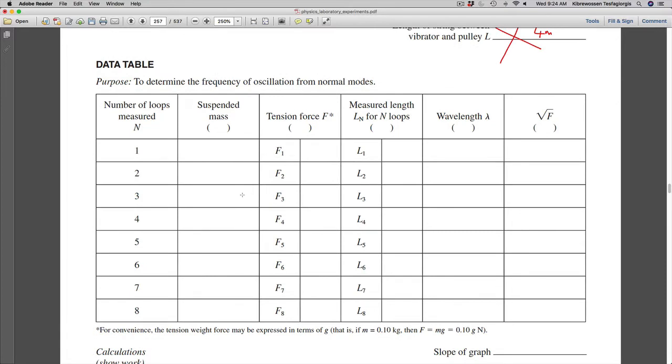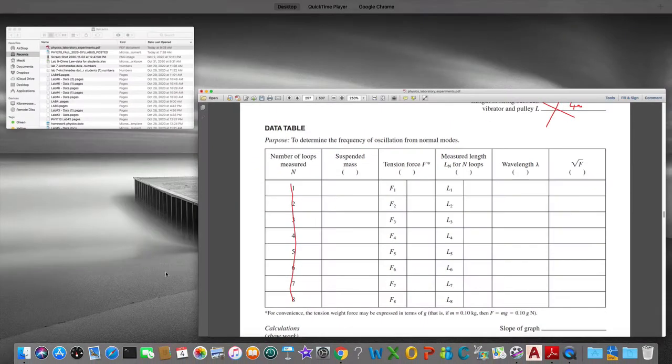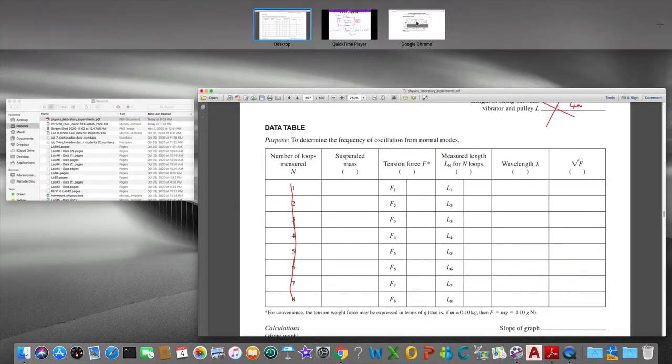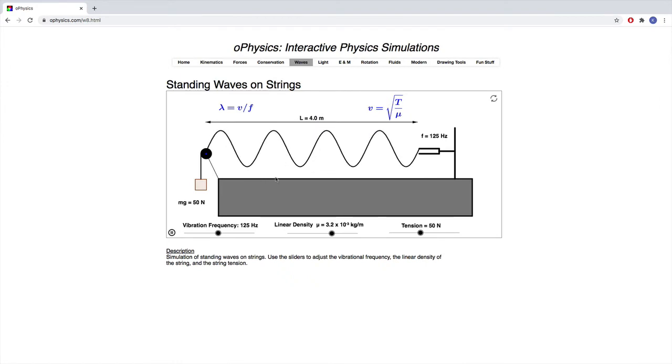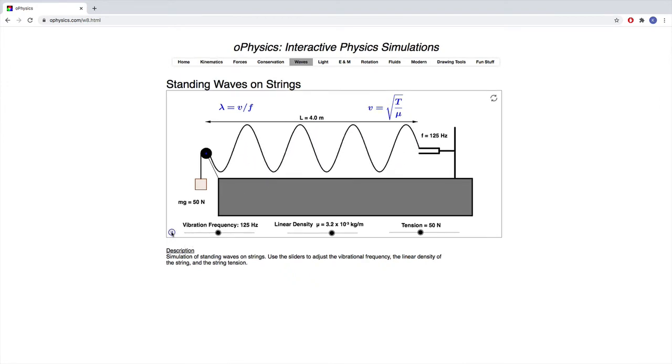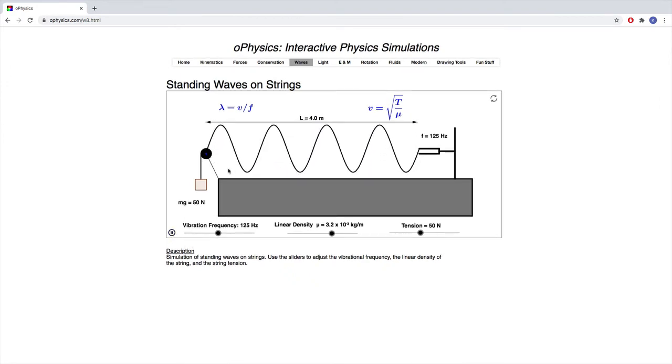Then you're going to create different numbers of loops. You don't necessarily have to create those loops, because our setup is different, so I'm going to show you a few of them. I'm going to pause this, for instance, because this creates a fantastic standing wave. How do I know if that is a standing wave?